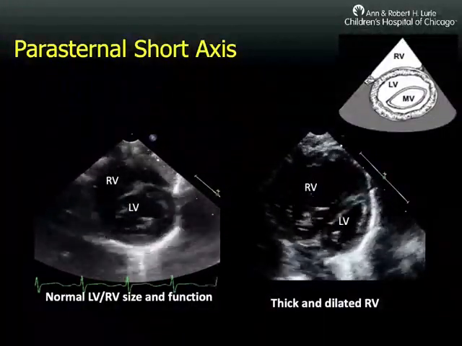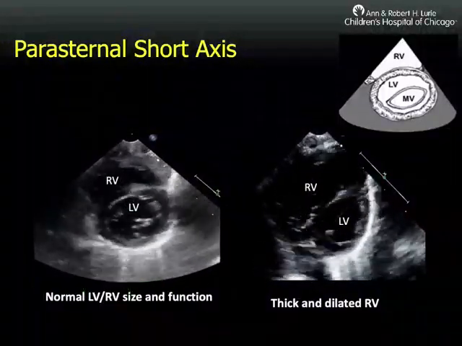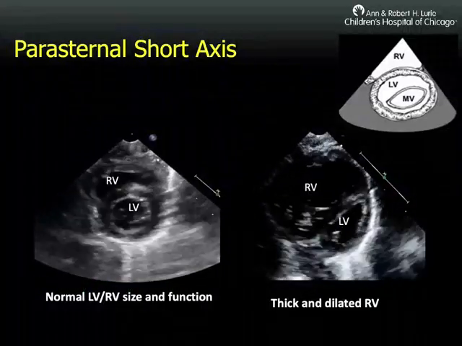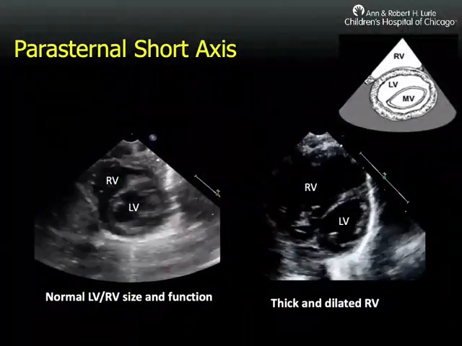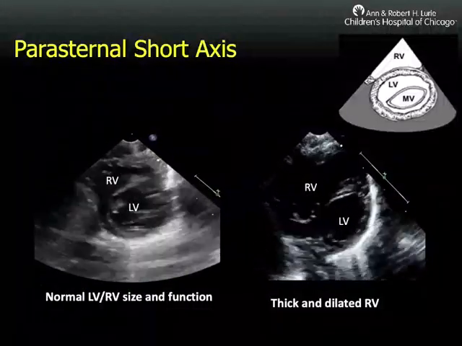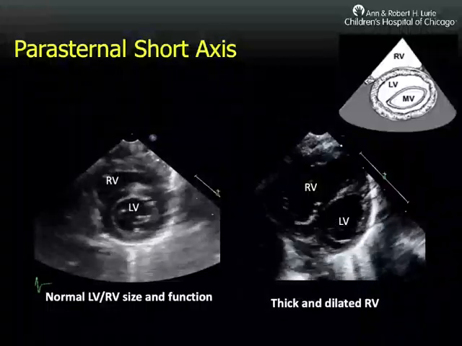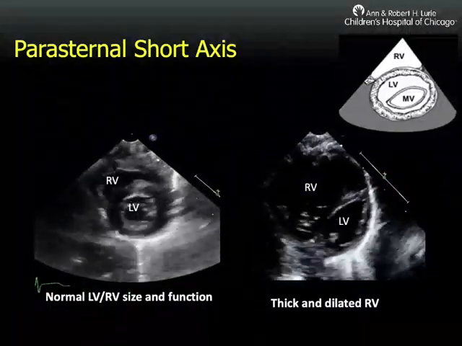In areas where you see RV hypertrophy, or if you see significant RV afterload in the setting of pulmonary hypertension, for example, you can see the RV thicken and dilate. And so in this case, you start to see the RV much larger, as well as that septal position, which we'll talk about later in terms of it bowing into the LV.